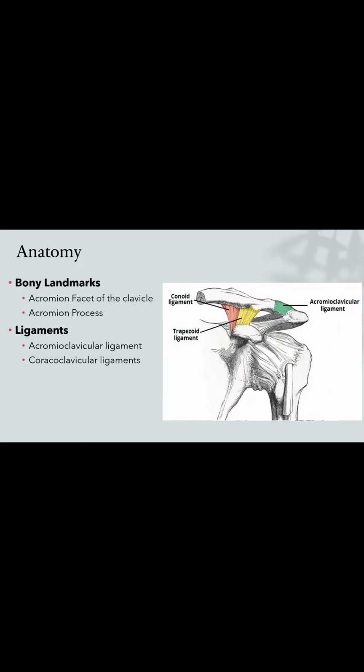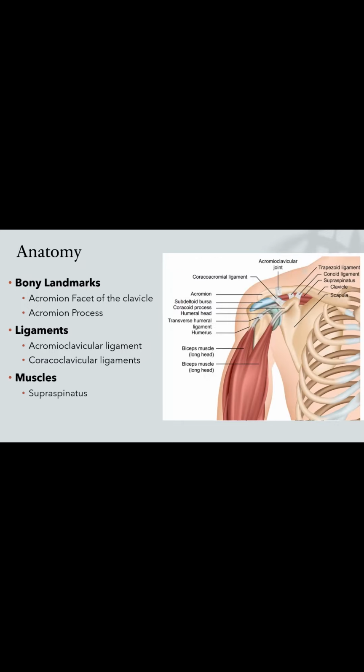The ligaments that stabilize the AC joint are the acromioclavicular ligament and the coracoclavicular ligaments, which are comprised of the conoid ligament and the trapezoid ligament. The muscle that passes through this joint is the supraspinatus, and the subdeltoid bursa can also be found in this region.